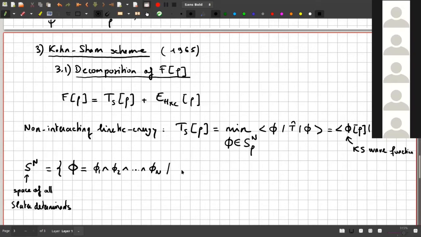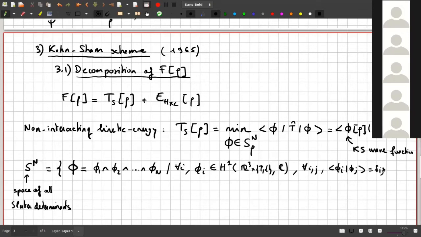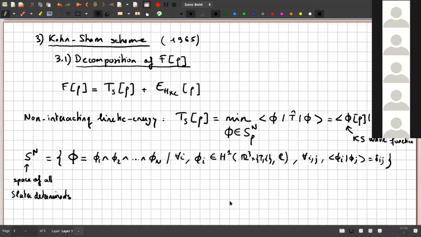And you have some conditions. So for all i, each spin orbital must be, in fact, a function of the Sobolev space H1, which means that it has a finite kinetic energy. And it can have complex values. And also, you need the spin orbitals to be orthonormal. So for any pair i and j, the overlap of phi i and phi j is a Kronecker delta. Okay, so that's the space of all Slater determinants defined in an appropriate way. And now, of course, what I've used here is the space of all Slater determinants giving a fixed density. So it is simply a determinant belonging to this space, so that the density of this determinant is the same as rho.